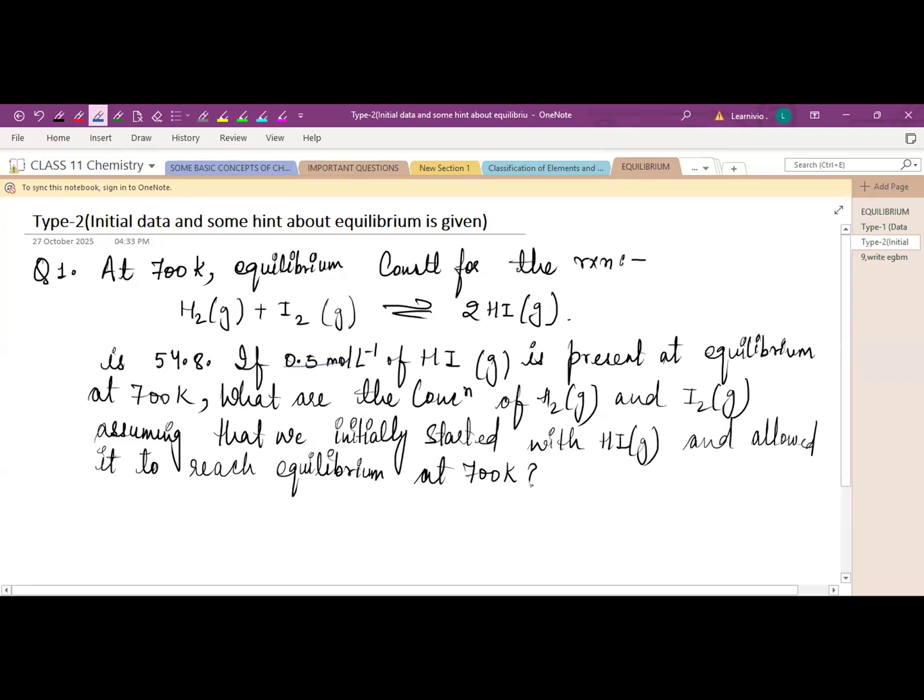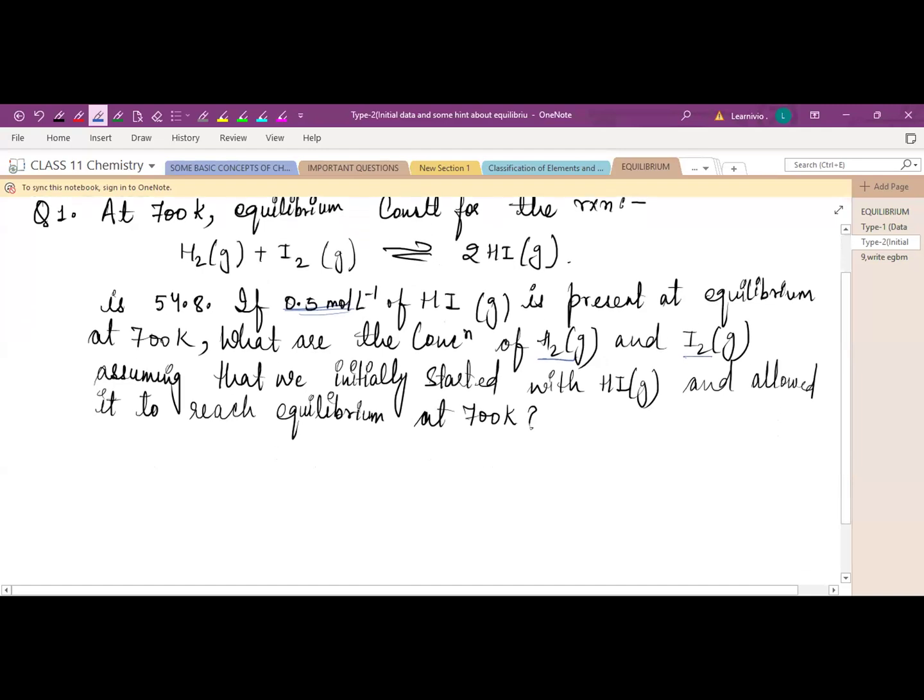If a concentration of 0.5 of HI is present at equilibrium at 700 Kelvin, then what are the concentrations of H2 and I2, assuming that we initially started with HI and allowed it to reach equilibrium at 700 Kelvin? What does this mean? Read this line carefully again. We have to assume that we initially started with HI.